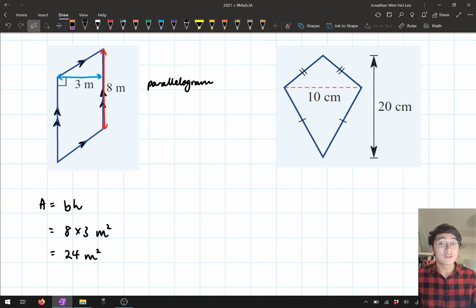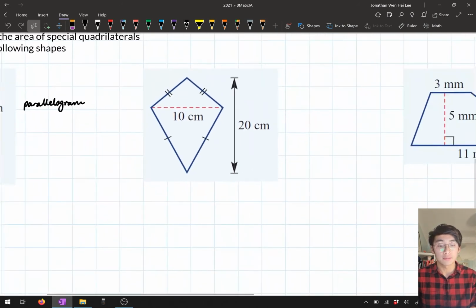So those are the steps that we need to follow if we want to find the area of a 2D shape. Let's have a look at the next example.